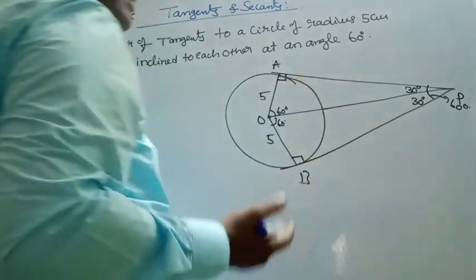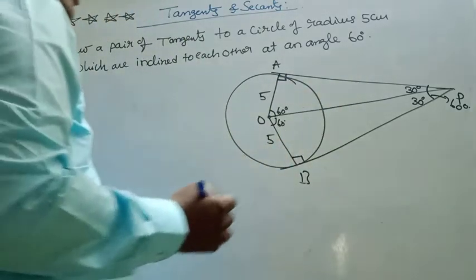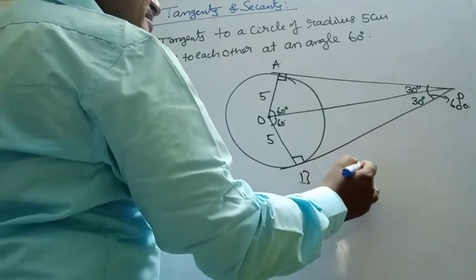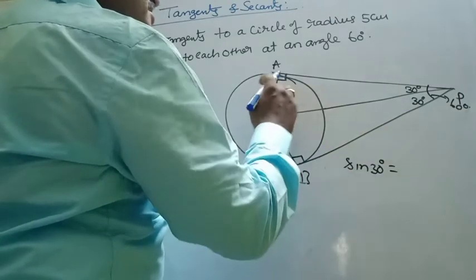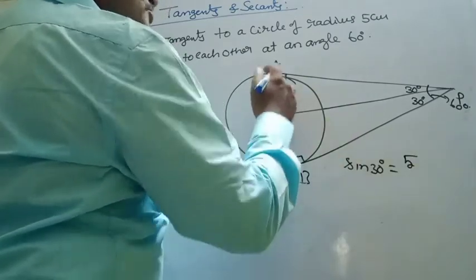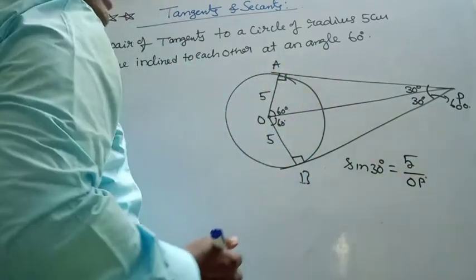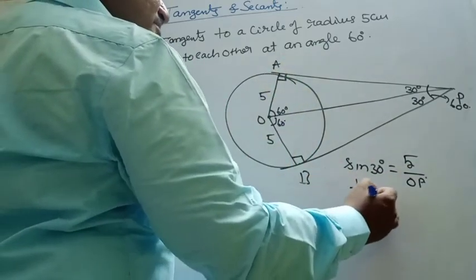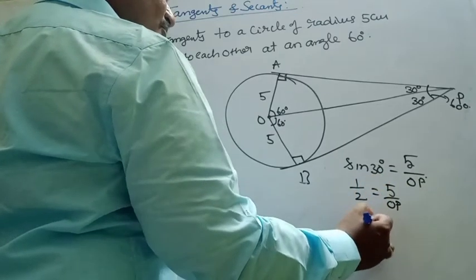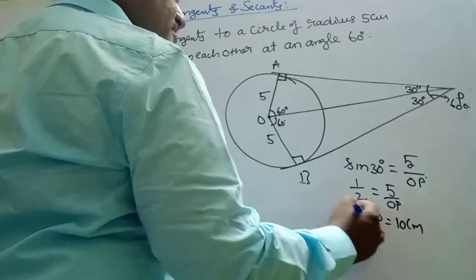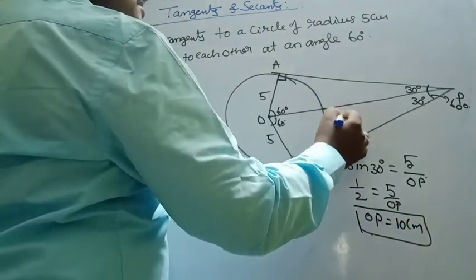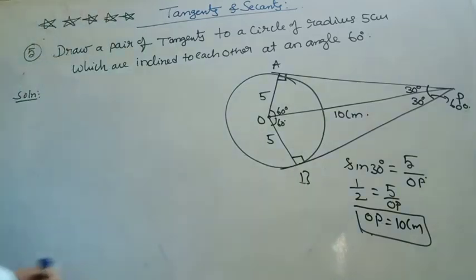Now we can apply trigonometry also, right? We need OP. We know that sine 30 degrees is equal to opposite side by hypotenuse. Opposite side means OA, hypotenuse is OP. OA is the radius. Therefore sine 30 degrees is 1 by 2, so 1 by 2 equals 5 by OP. OP is equal to 10 centimeters you will get. My dear student, now we have got the distance between the center and the external point.